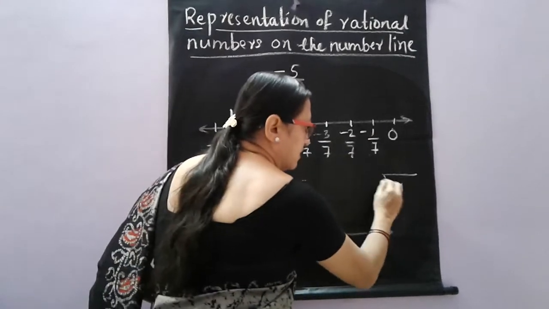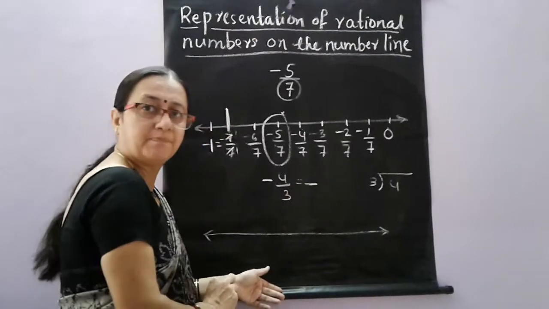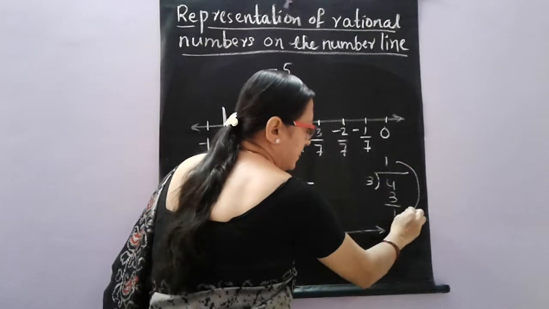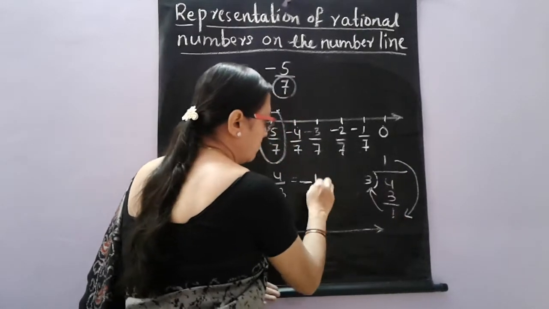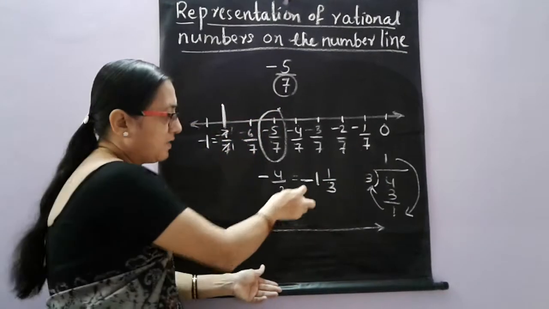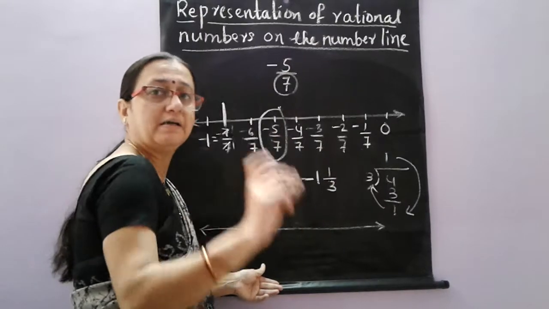Okay, 4 by 3 without a negative sign. The negative sign will be there anyway. 3 ones are 3. 1 remains. 1 integer 1 by 3. So we require one full section, and from the next section we require one part here.